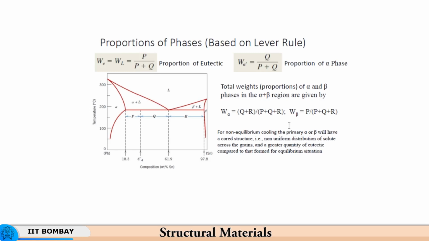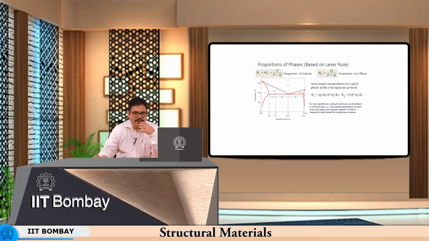Similarly, if we take the proportions of alpha and beta phases in the alpha plus beta region, this entire region here is the alpha plus beta region. If you were to take into account the total alpha, because this alpha is present in this eutectic also, and this alpha is present as alpha because liquid transforms into alpha plus eutectic, naturally you will have alpha coming from these two sources, and so that is why you have Q plus R divided by P plus Q plus R as the proportion of alpha, and the proportion of beta will just be P upon P plus Q plus R. So, this is called the lever rule.